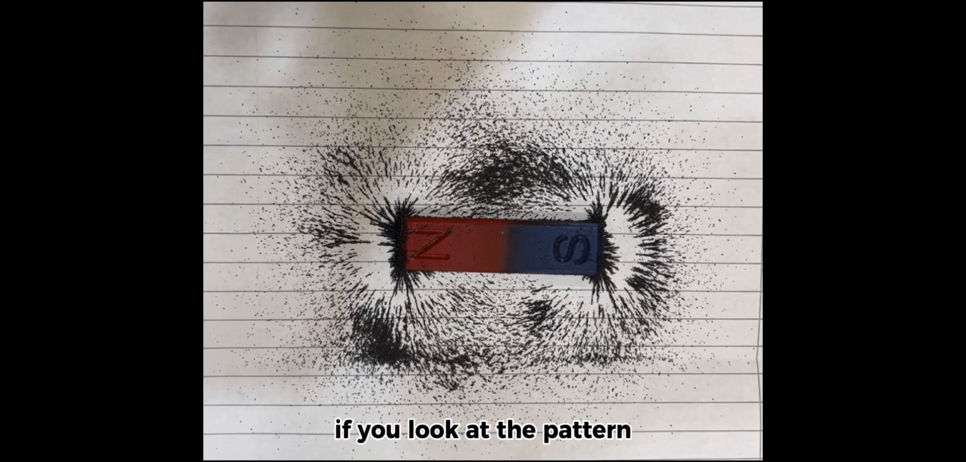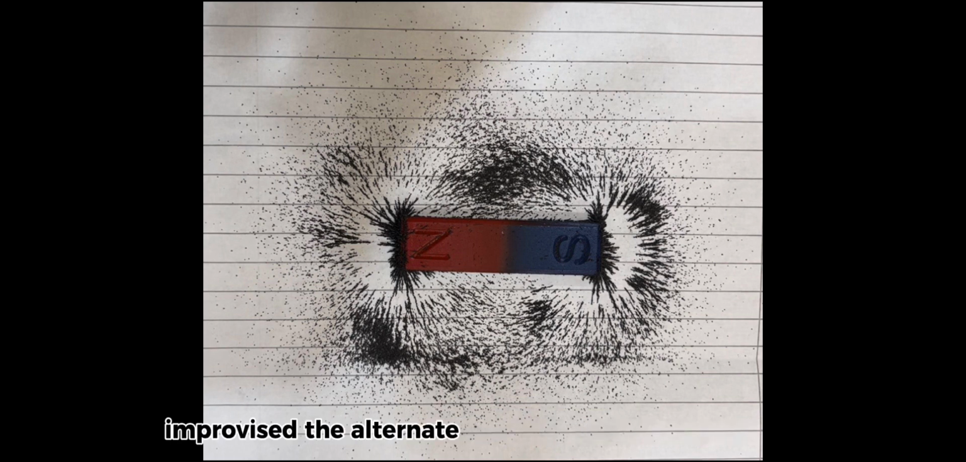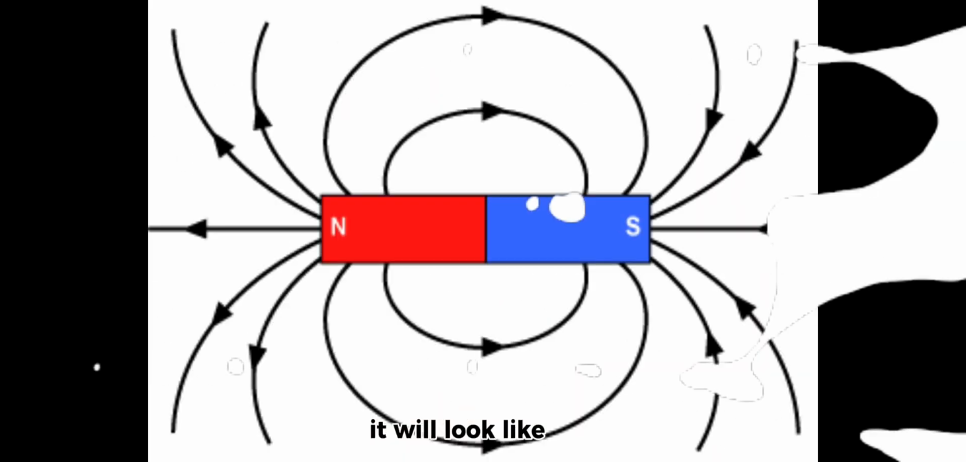If you look at the pattern, you can see that the iron filings have arranged themselves in curved lines that originate from one end of the magnet and terminate at the other. Also observe that the concentration of the lines is greater at the poles of the magnet. Most of the lines run from one pole to the other. If we draw a diagram of this on paper, it will look like this.